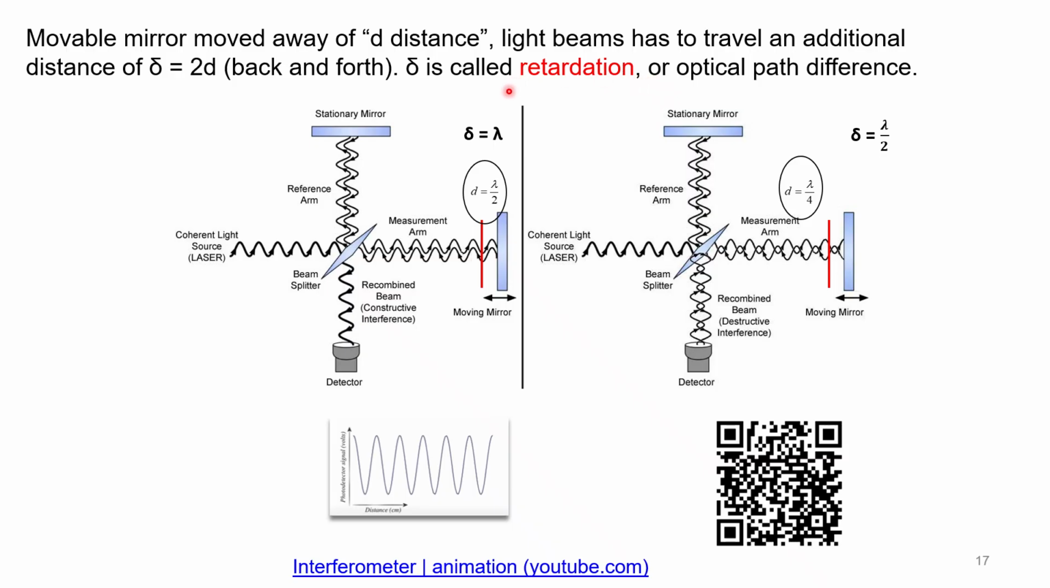Okay, so if the retardation is equal to lambda, the same as the wavelength of the radiation, then when the radiation reflects back to the beam splitter and combines with the radiation from the stationary mirror, it will result in constructive interference.